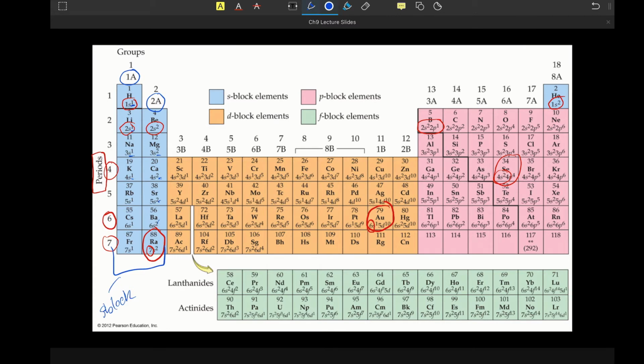If we look over here at this pink section, this is known as our P block, like it says up top. And that P block is where we're filling our P's. And look, oh my gosh, 1, 2, 3, 4, 5, 6.